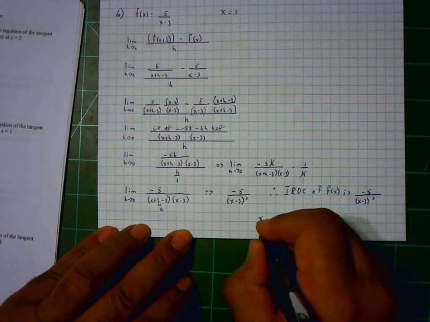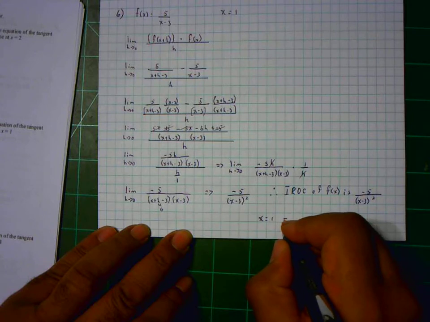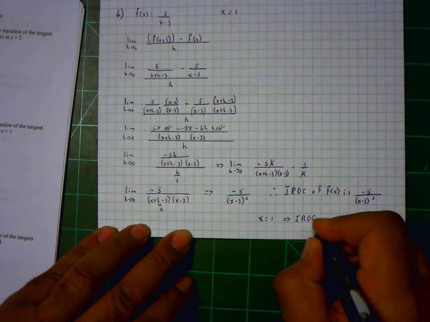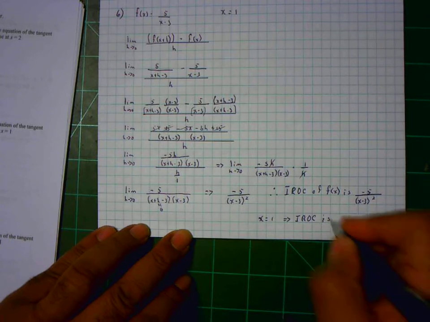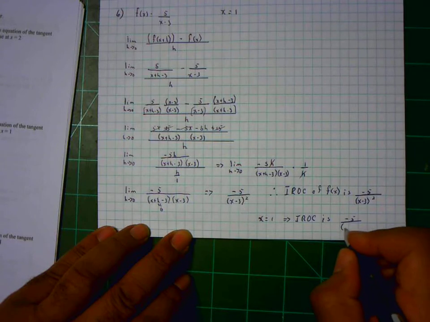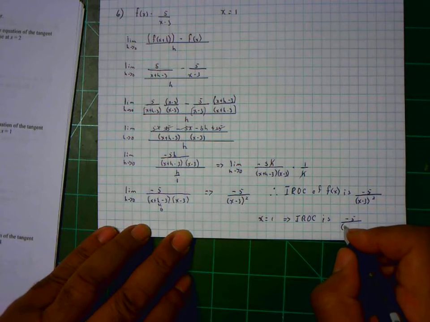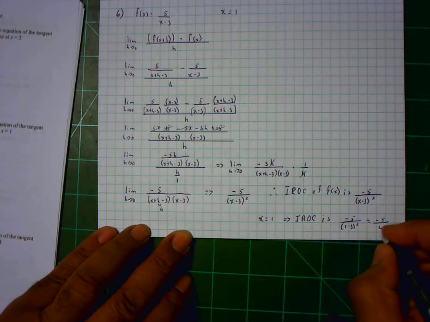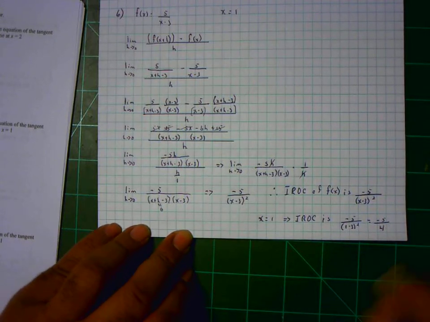And when x equals 1, the instant rate of change is negative 5 over, plus 1, isn't it? Yeah. 1 minus 3 squared is negative 2 squared, which is 4. And that's my answer, negative 5 over 4.